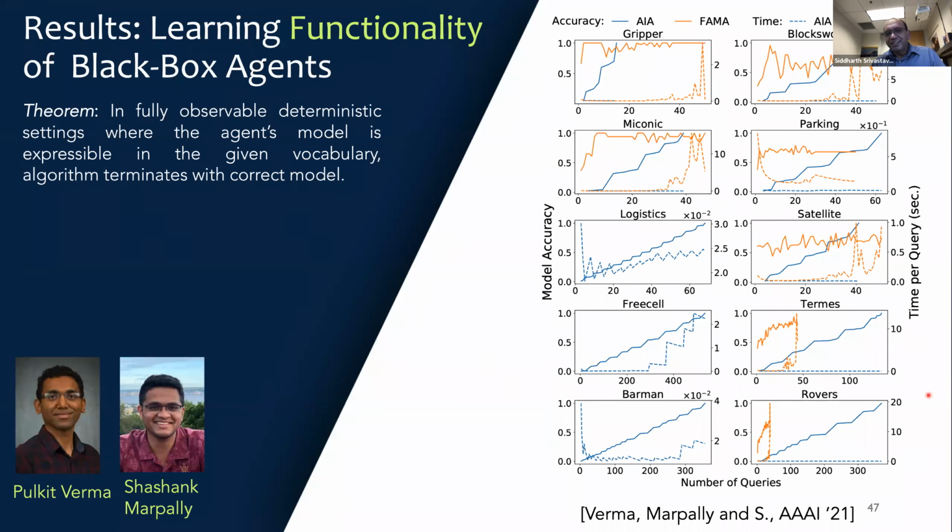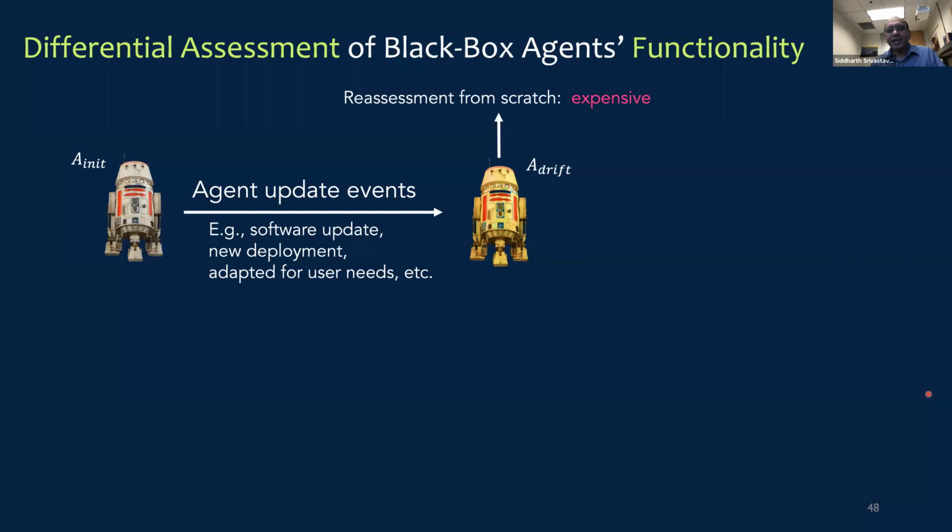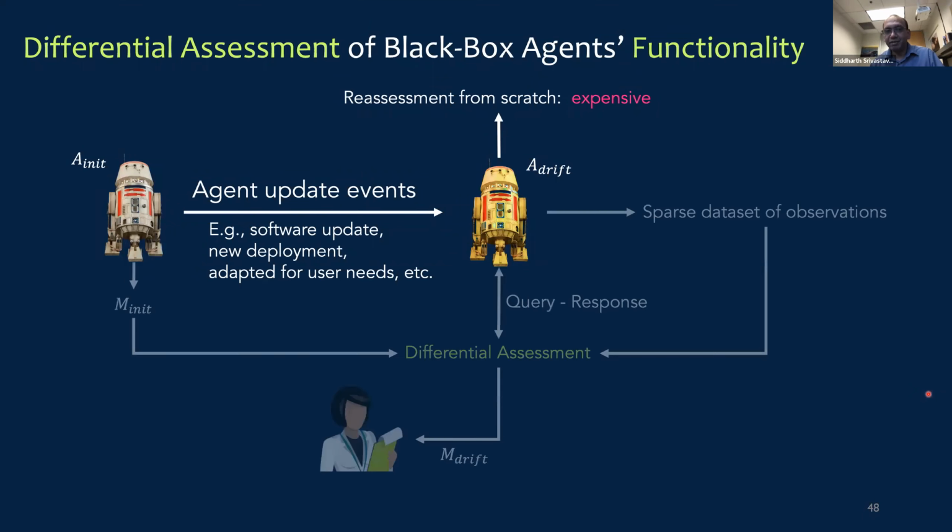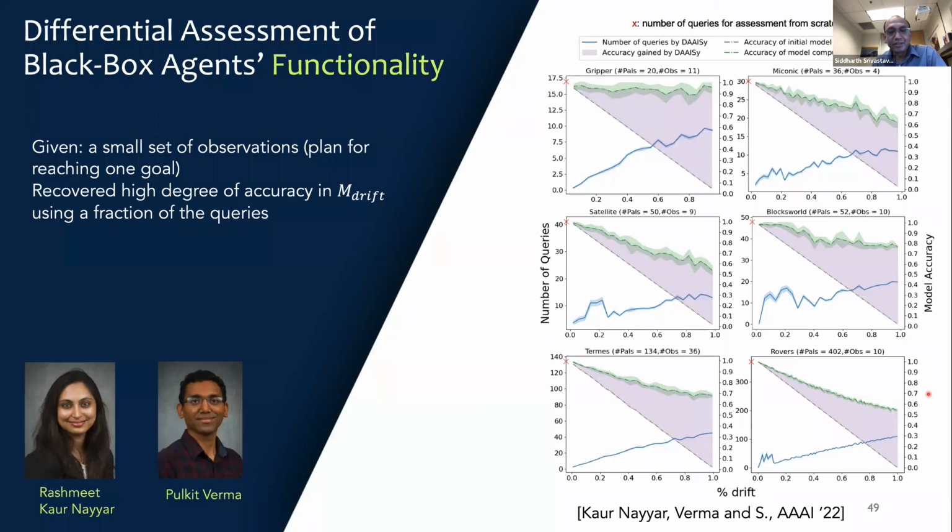And remember, one of the challenges I mentioned was, if something changes in the agent, can I do a differential assessment rather than assessment from scratch? So if there are agent update events, I get a small data set of observations from this new agent, can I find out, and can I raise queries more intelligently so that I do only a differential assessment? It turns out this is true. This work was presented just a few weeks ago at AAAI.